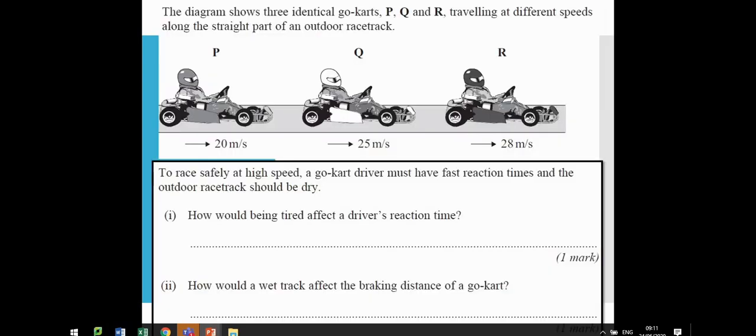These last few questions should have been reasonably straightforward. How would being tired affect a driver's reaction time? His reaction time would be slower. How would a wet track affect the braking distance of a go-kart? We don't have to explain it, but a wet track would reduce friction, so therefore it would increase the braking distance of the go-kart.